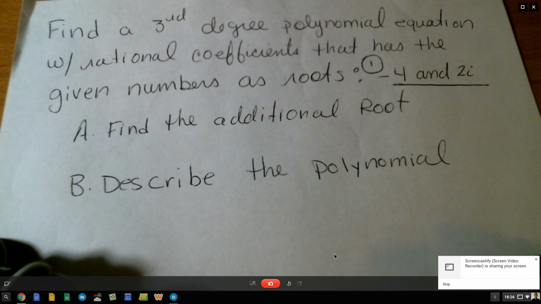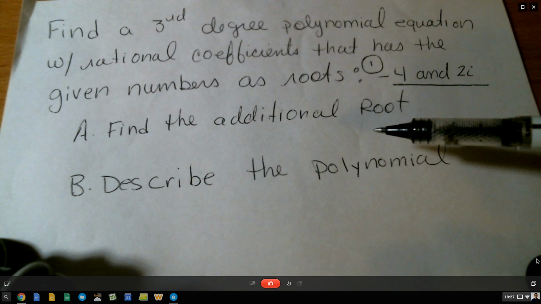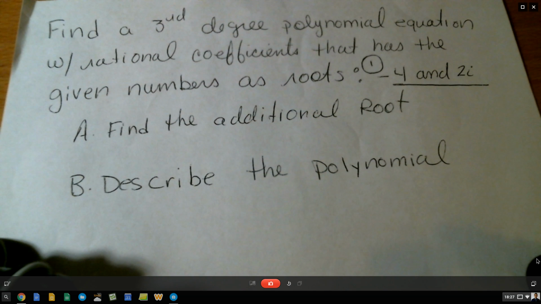Hello everyone. So we're going to go through some solutions from the problems that we did in class today, okay? So the first problem says, find the third-degree polynomial equation with rational coefficients that has the given numbers as roots, -4 and 2i. Part A, find the additional roots, okay?